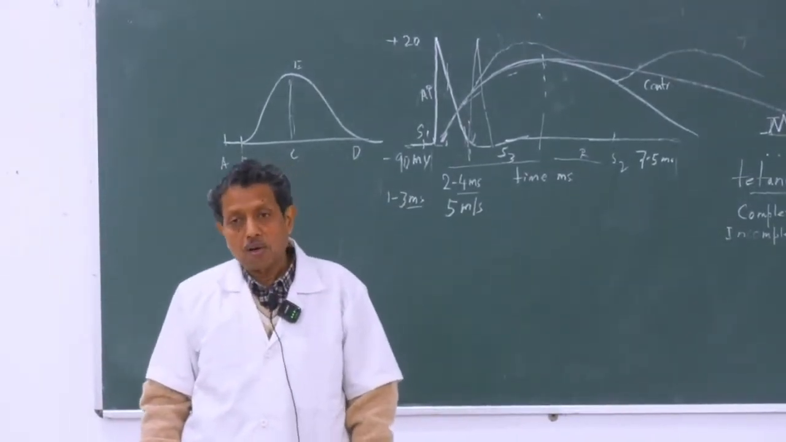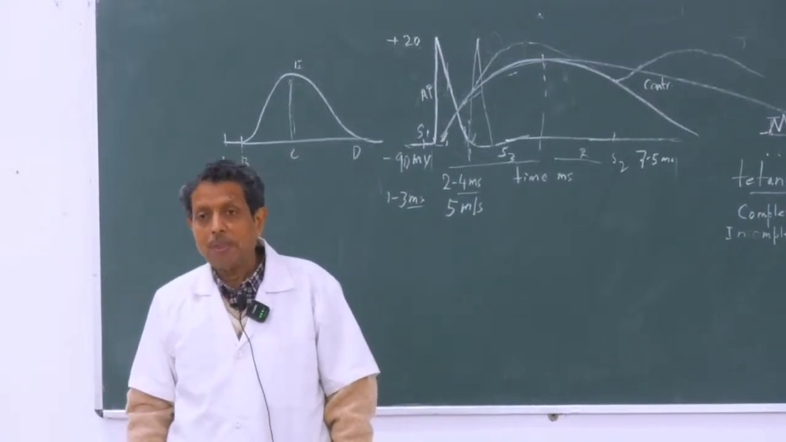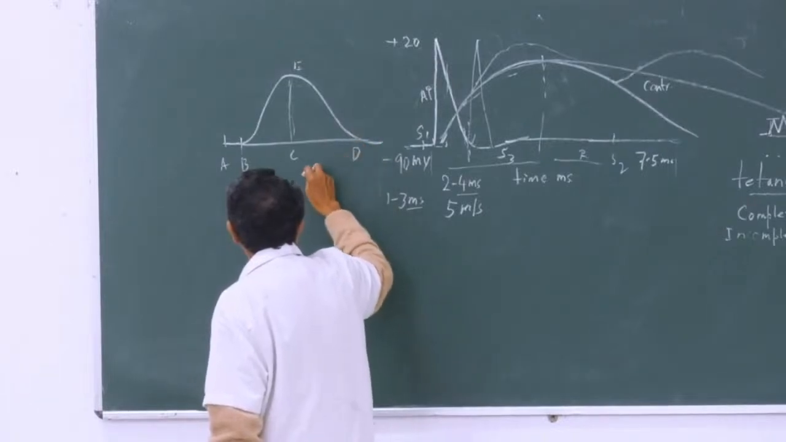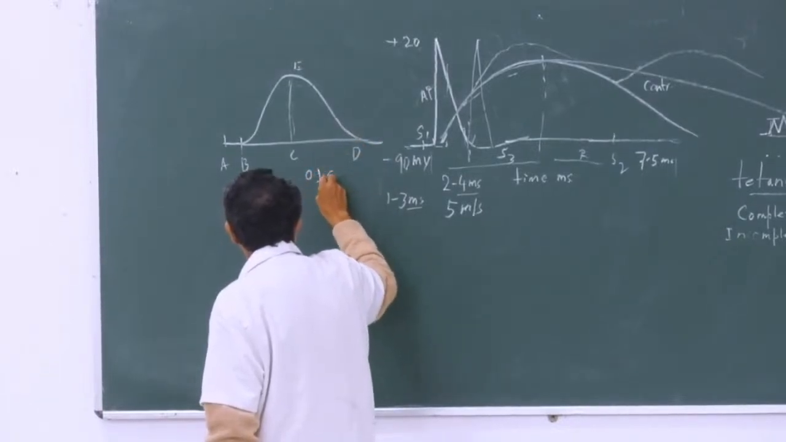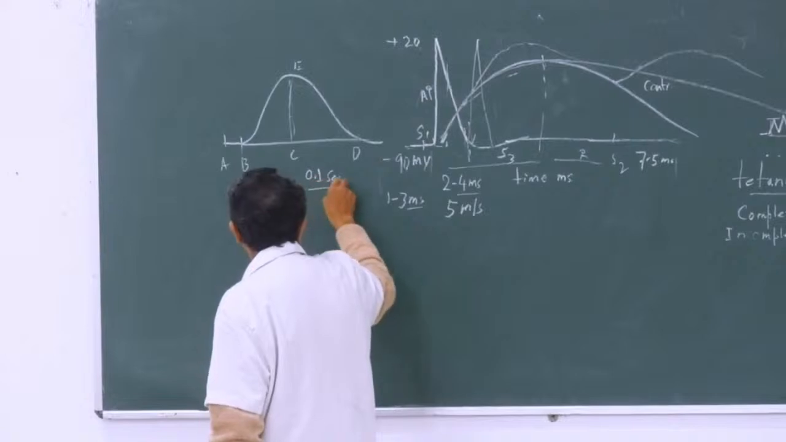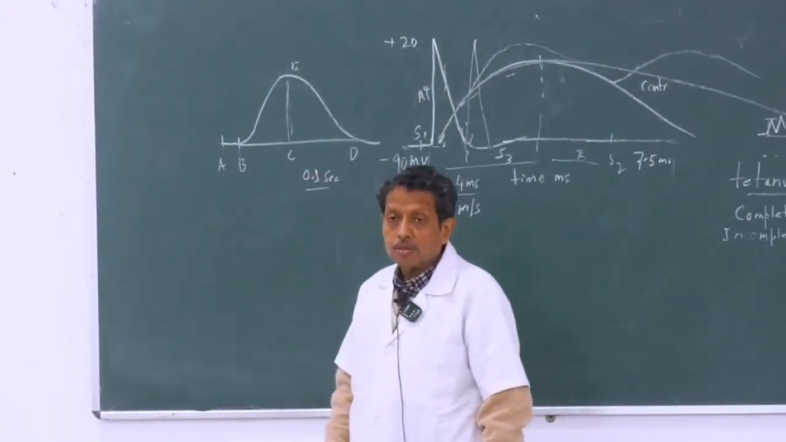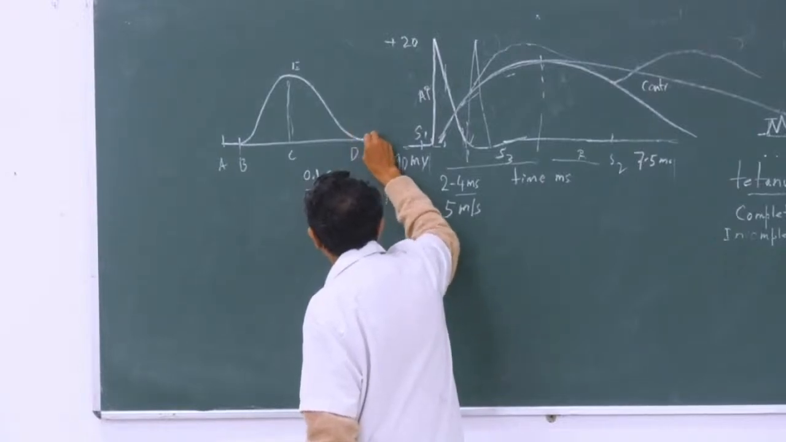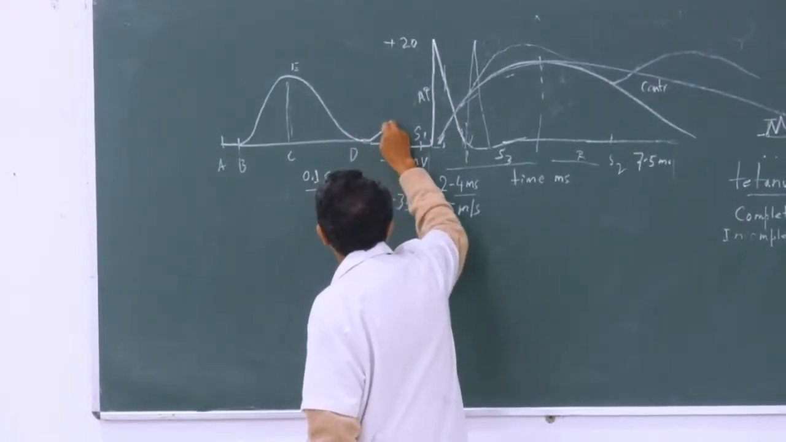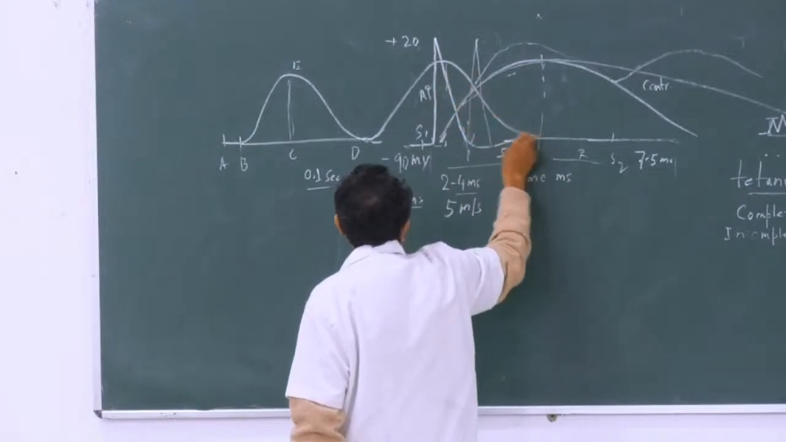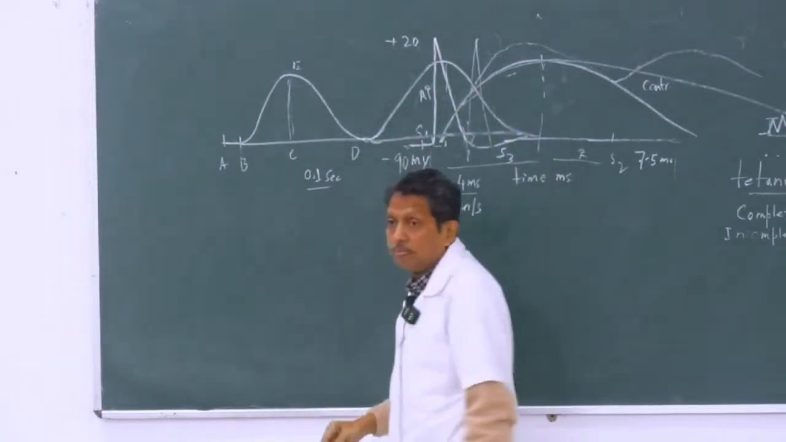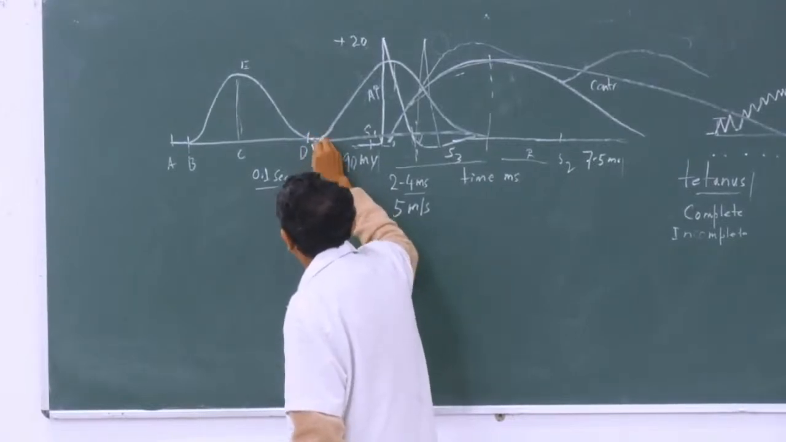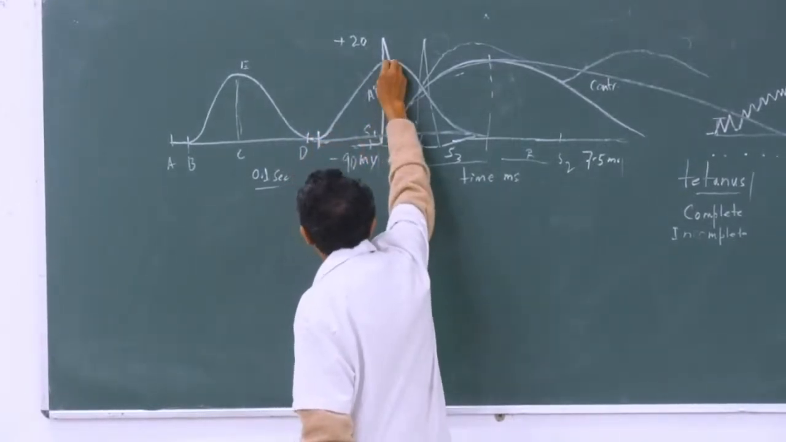It may be maximal or submaximal, whatever it may be. Now, if it is considered, from this part to this part is 0.1 second. So, if you have another stimulus at this point, in that case you will get a bigger curve. Suppose from this point there is another stimulus, and in that case the curve is bigger.